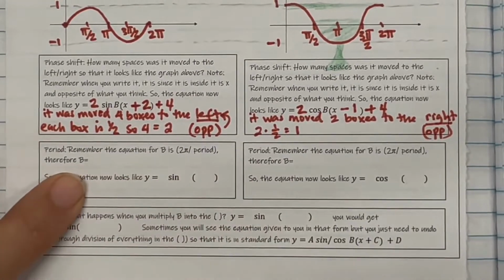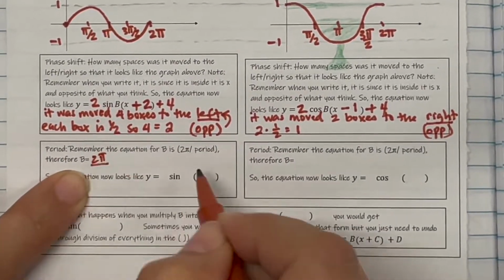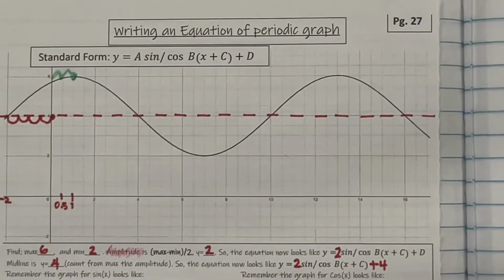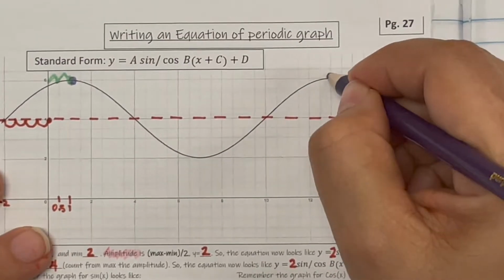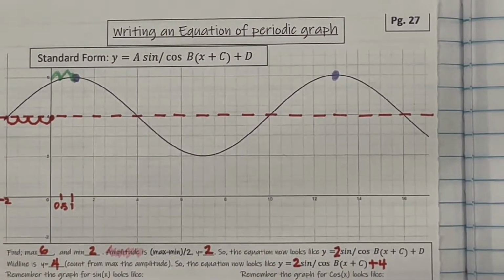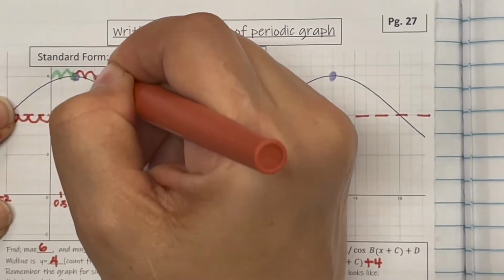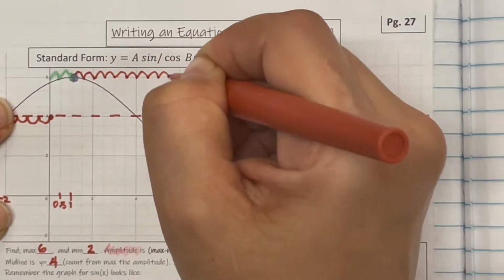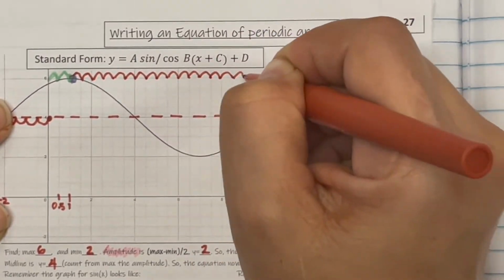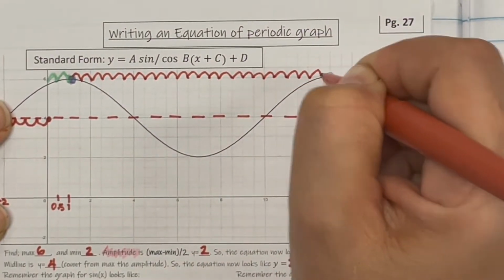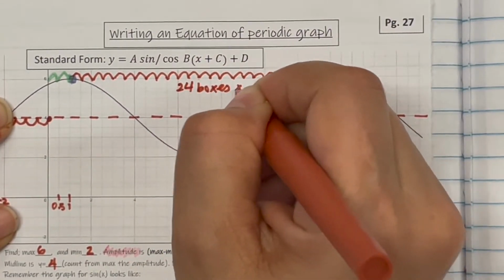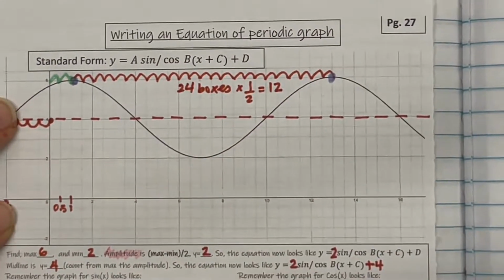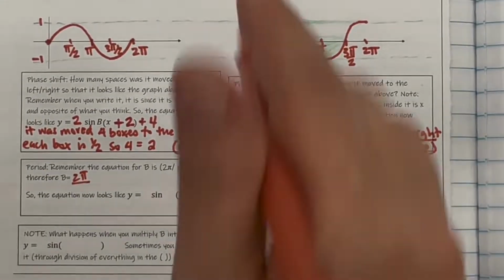All right, let's find the period. So remember, your equation is 2 pi over whatever your period is. And how do you find your period? Your maximum to your maximum. So I already have one maximum point labeled. Label the other maximum. And you're just going to count the boxes. 1, 2, 3, 4, up to 24. All right, so it was 24 boxes. And each one is a half, so that means it's going to be 12. So 2 pi divided by 12.